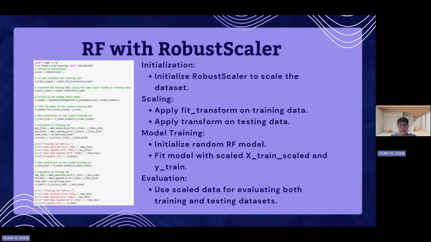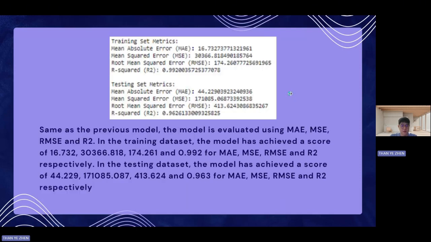We first initialize the robust scaler to scale the dataset, and we apply fit transform on training data and transform on testing data. Afterwards, we initialize a random forest model and fit the data with scaled X-train data and Y-train. Afterwards, we evaluate the model using the same metrics.